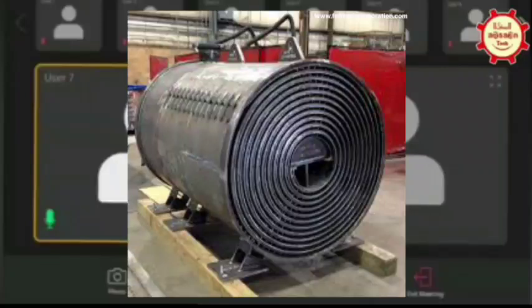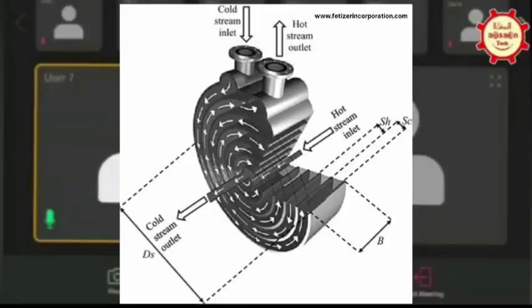because a spiral type heat exchanger is just a spiral plate rolling, and of the hot and cold fluids, one is above and the other below. Wait a minute, let me understand. When you say spiral heat exchanger, do you expect that a coil will be inside the vessel? Is it like that? It is like a plate in a spiral form.